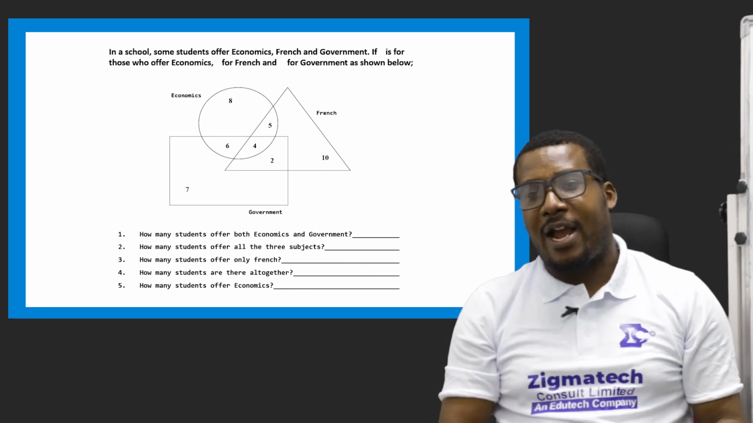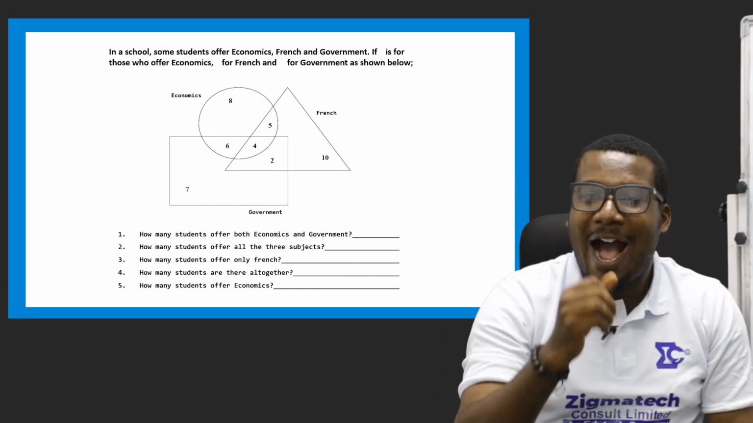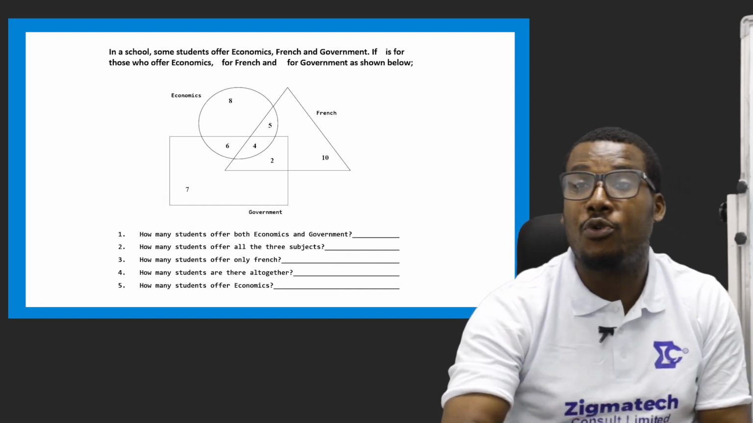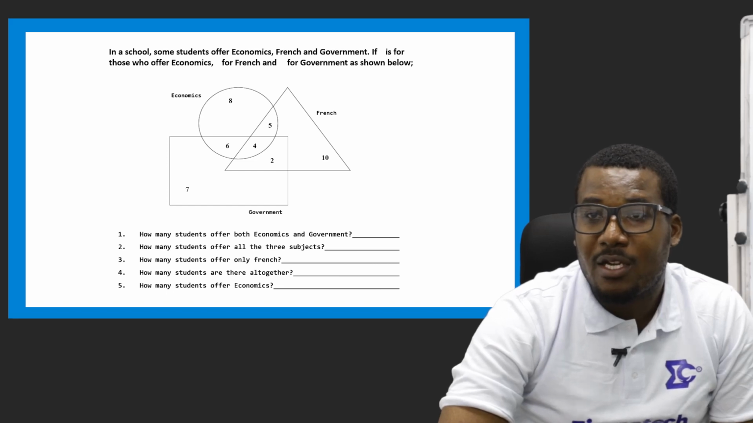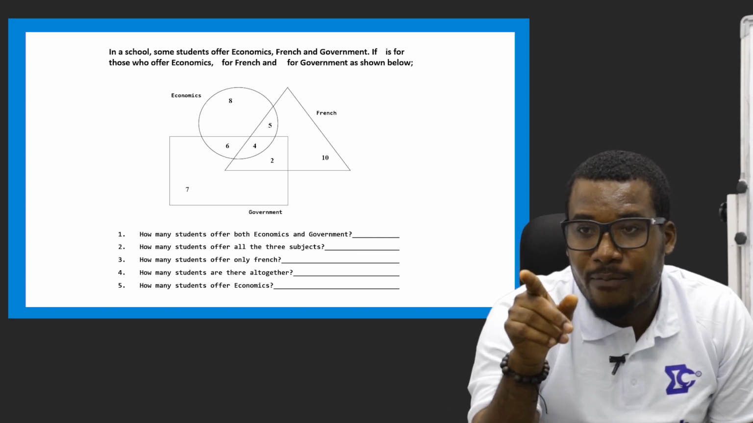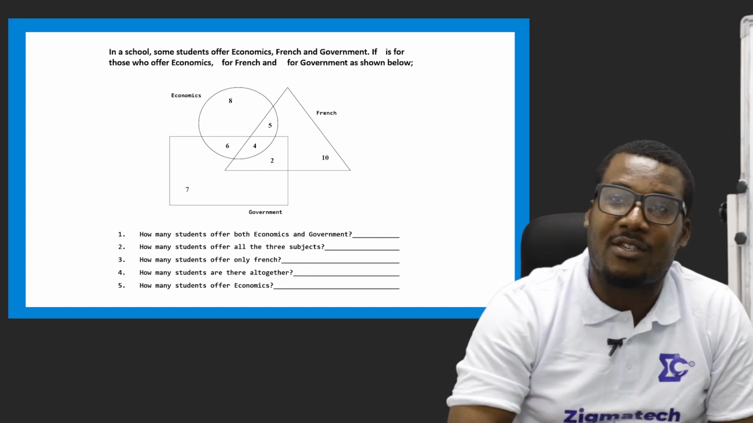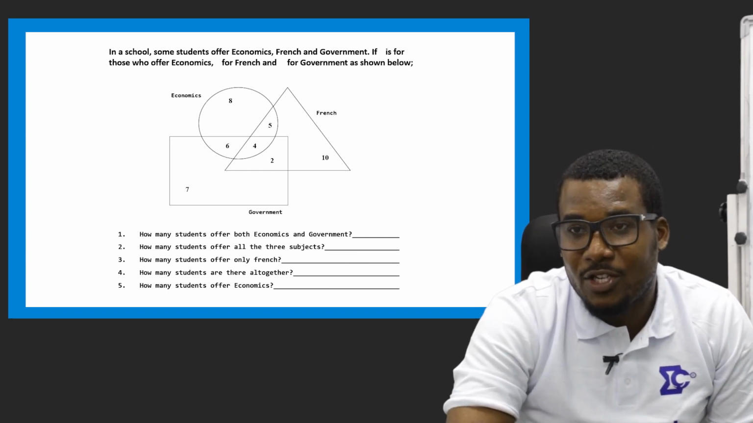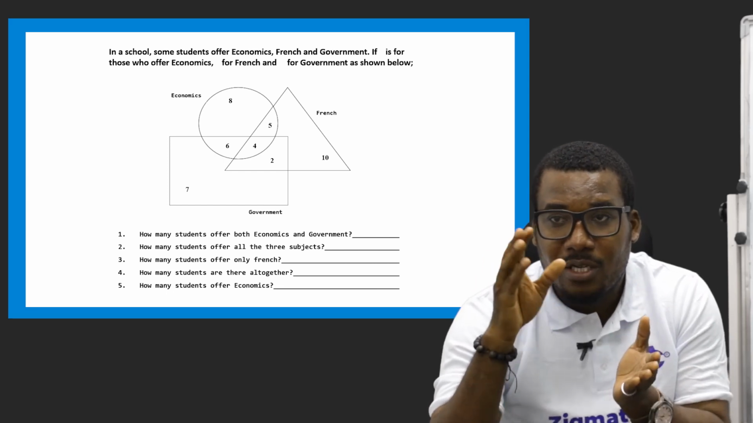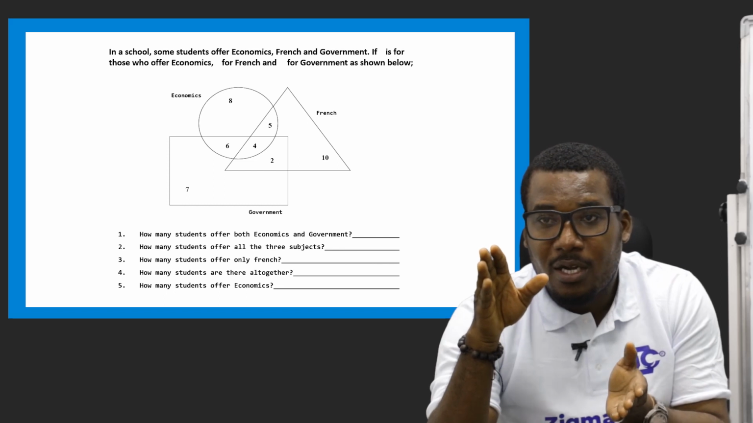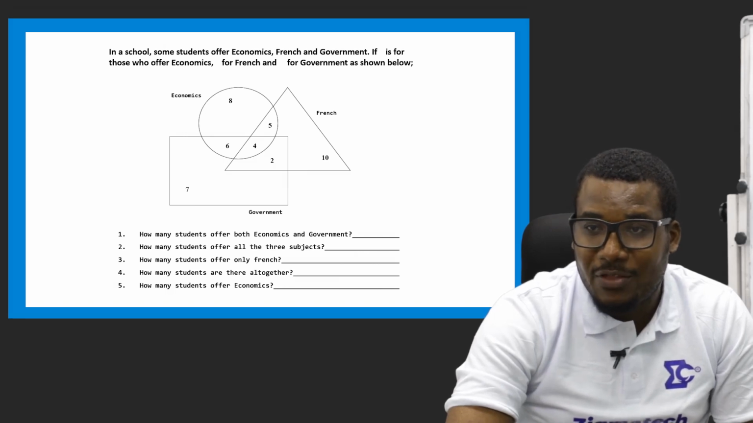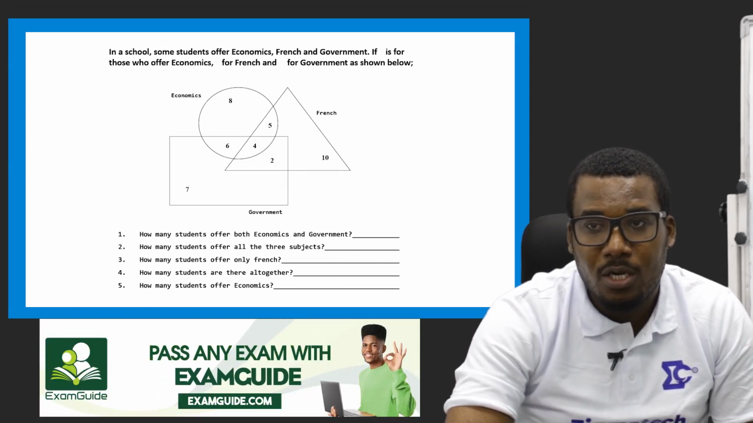That being clarified, if you look further, you'll see question number 1. They ask, how many students offer both economics and government? You just run through your shape, where you have taken down all your designated points. If you look at government and you look at economics, you find that it's 6 that is in that place, where the circle and the rectangle intersect. Circle is for economics, rectangle is for government. Where they meet is the point 6. So your answer there is 6. Nothing more, nothing less.